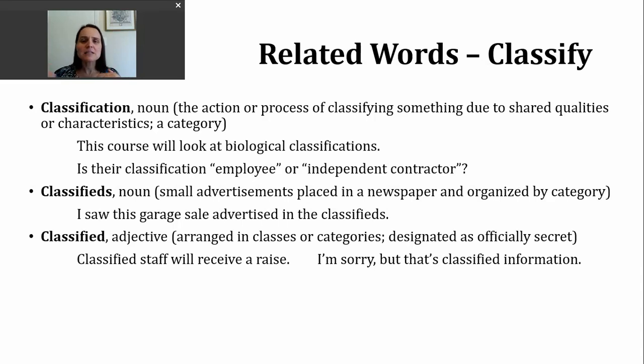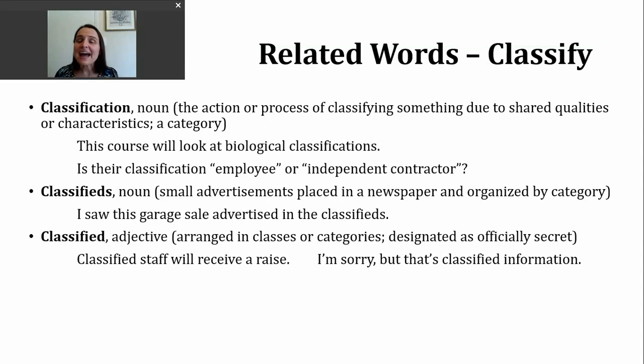So there tend to be many different groups, and it could be an individual advertising this. It could be a company as well placing an advertisement. So here's an example sentence. I saw this garage sale advertised in the classifieds. And again, that's also a very common heading or group for that section.